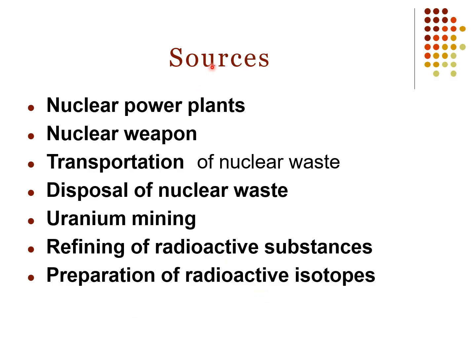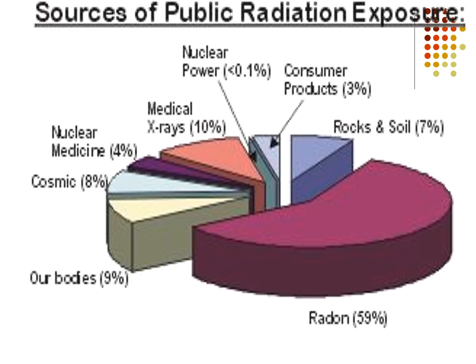What are the main sources of radiation pollution? Nuclear power plants, nuclear weapons, transportation of nuclear waste, disposal of nuclear waste, uranium mining, refining of radioactive substances, and preparation of radioactive isotopes. These are some of the sources of radioactive pollution.